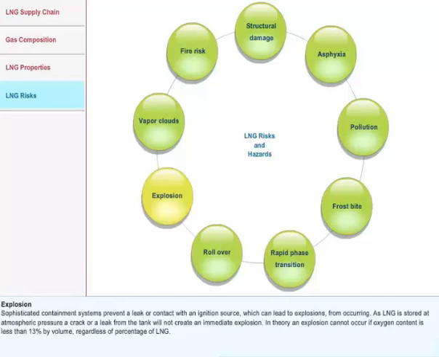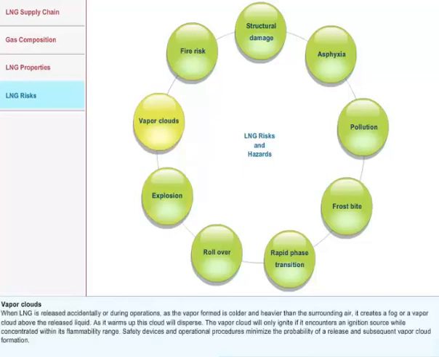Sophisticated containment systems prevent a leak or contact with an ignition source, which can lead to explosions. As LNG is stored at atmospheric pressure, a crack or a leak from the tank will not create an immediate explosion. In theory, an explosion cannot occur if oxygen content is less than 13% by volume, regardless of percentage of LNG.